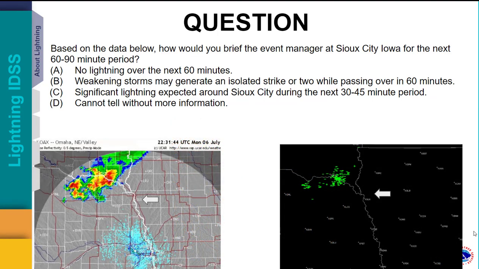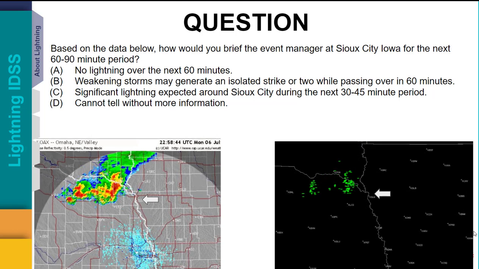For the Sioux City, Iowa area, marked by the arrows, what would you tell the safety manager for an outdoor event venue? Here are images at 2230Z, then 30 minutes later. How would you answer this question?